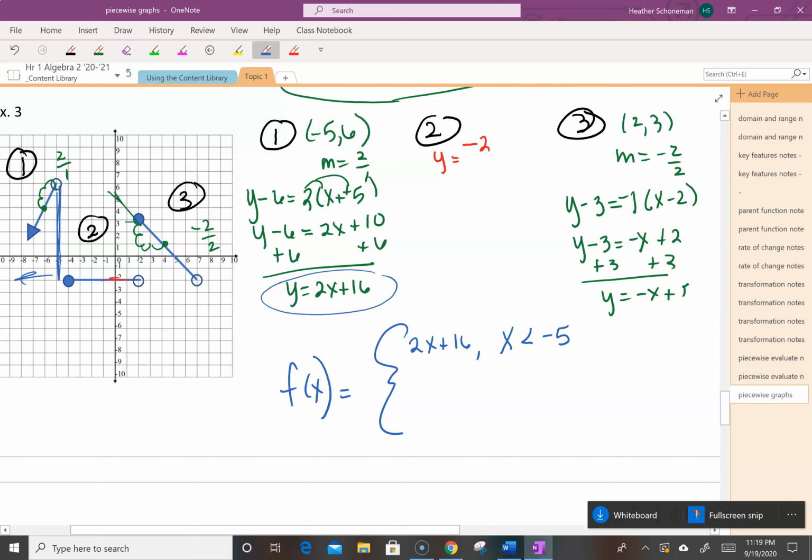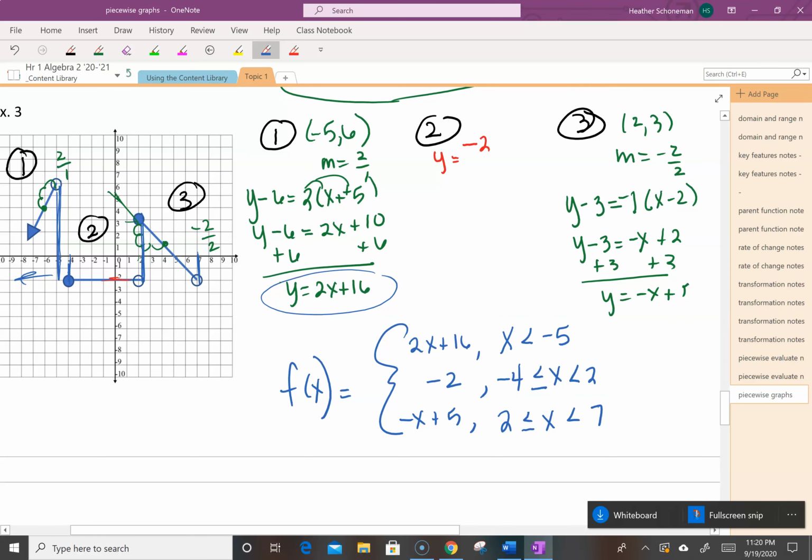Okay, over here, for y equals negative 2, that goes second, and it's in between negative 4 and 2. So negative 4 is less than or equal to x, which is less than 2. And the last equation, negative x plus 5, it's in between 2 and 7. So we have 2 less than or equal to x, which is less than 7.